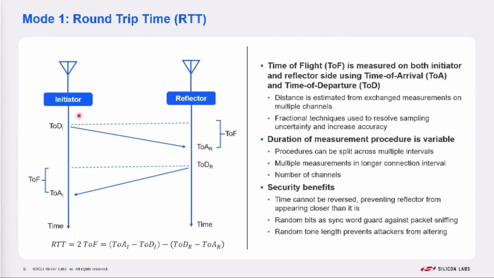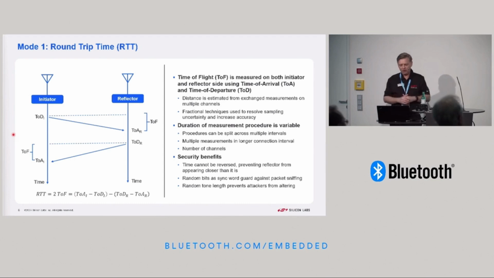I think you may be familiar with RTT from other technologies, but essentially it is a method where an initiator transmits a sync packet that goes to the reflector. There's a timestamp, and then that is very quickly transmitted back from the reflector to the initiator. The significant security benefit of RTT packets is that time can't be reversed, right? So it prevents a reflector from appearing closer than it is.